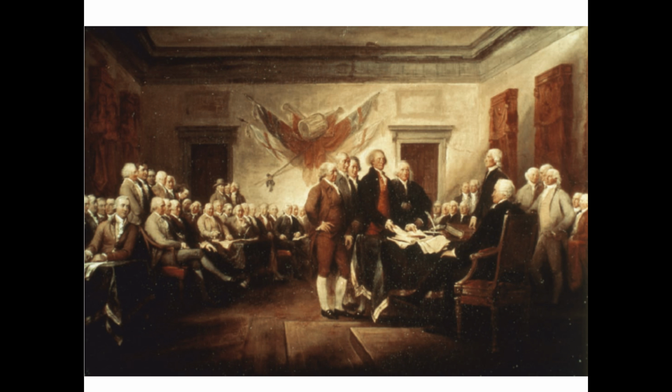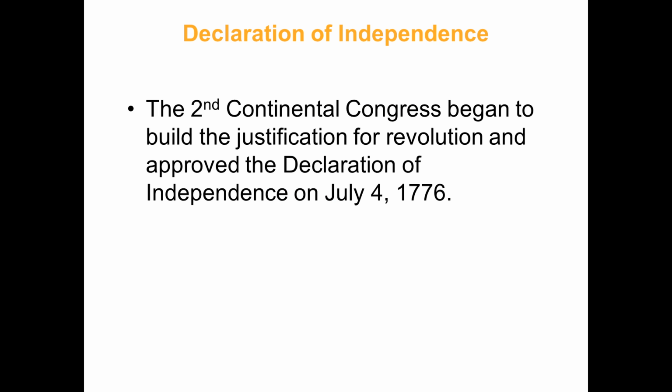Eventually, during the Second Continental Congress, they agree that the situation has gotten so bad with Britain that there's not really any way to go back. And in July of 1776, the Second Continental Congress signs the Declaration of Independence. So this is the point at which we are officially separate from Great Britain. You no longer have a set of 13 colonies, you have a set of 13 states.